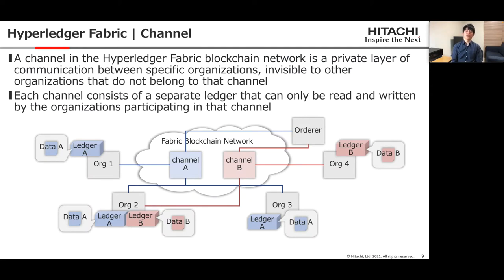A channel in a Hyperledger Fabric blockchain network is a private layer of communication between specific organizations, invisible to other organizations that do not belong to that channel. Each channel consists of a separate ledger that can only be read and written by the organizations participating in that channel. In this figure, organizations 1, 2, and 3 participate in channel A, and each organization has ledger A. In addition, organizations 2 and 4 participate in channel B, and each has ledger B.